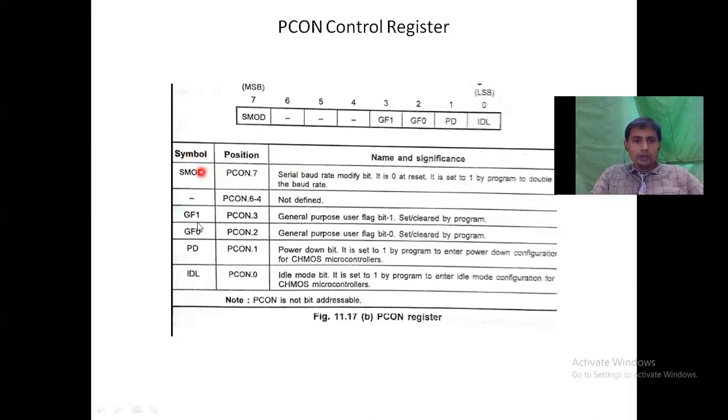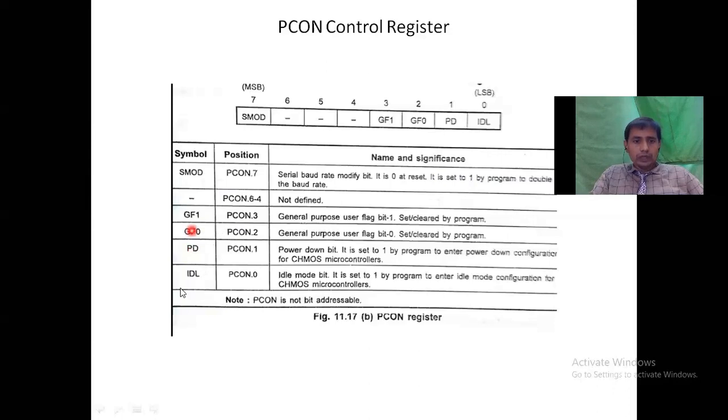Then GF1 is general purpose user flag 1. It's one type of flag, general purpose user flag 1. GF0 is general purpose user flag 0. This is flag 0, flag 1. These two are set or cleared with the help of a program, nothing but with the help of software. We can set or reset these two flags. Then PD is a power down bit. This bit is also set or reset with the help of software.